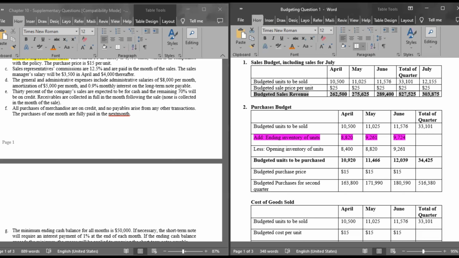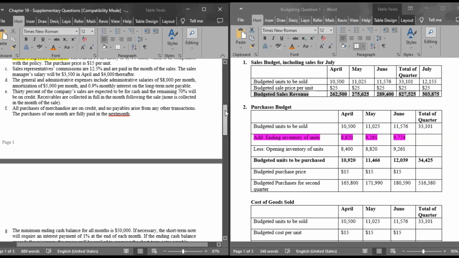For April, we will pay the amount in May. For May, we will pay in June. For the June purchases, we will pay the amount in the month of July. So first of all, we need to know how much we will pay in April. The answer is very simple: the purchases we have just made in the month of March. The purchases made in March are not available in the purchases budget.